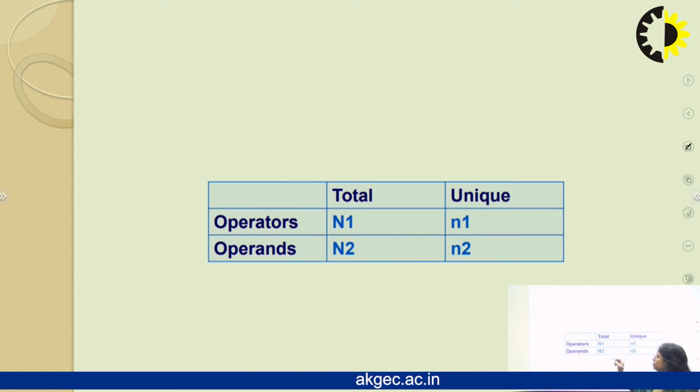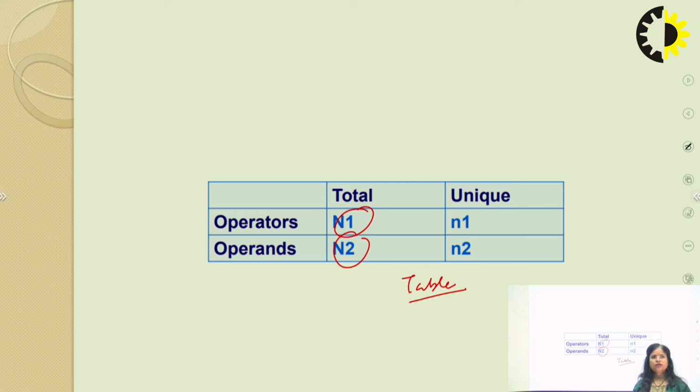You need to remember this table. In this table, these are the operators and these are the operands. What are N1 and N2? N1 is the total number of occurrences of operators and N2 is the total number of occurrences of operands. Small n1 and small n2 represent how many unique operators and unique operands there are. This is important with respect to the numerical part. Whenever a numerical is given, you need to find the particular elements of the Halstead software science matrix. You will first calculate this table.